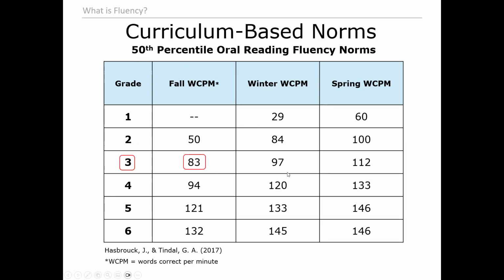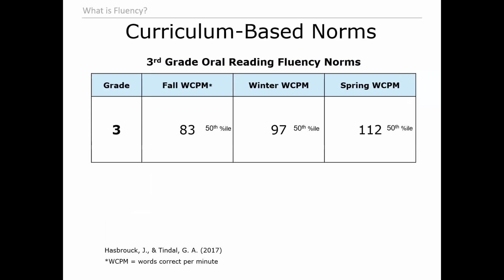Let's just zoom in on third grade. So at the beginning of the year in the fall, students are reading about 83. There's a range around these numbers, about 83 words correct per minute. Then by the winter and spring, moving up to 97 and 112. So this is great. These are national norms, and we know that kids are moving forward with their fluency as the year goes on. That's the good news.